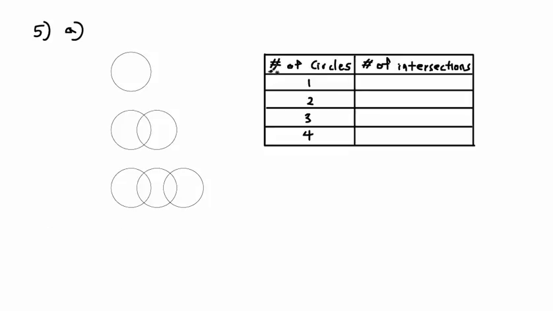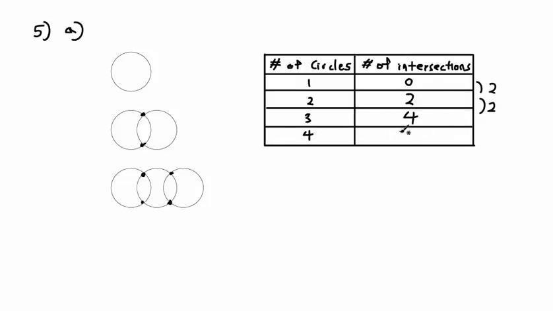Okay, we have a number of circles, so 1, 2, 3, and we have to figure out the number of intersections based on the amount of circles. So for the first one, we have 0 intersections. When we have 2, we have 1 intersection. And when we have 3, we have 4 intersections. And when you notice, you have 2 and 2 as your first differences.